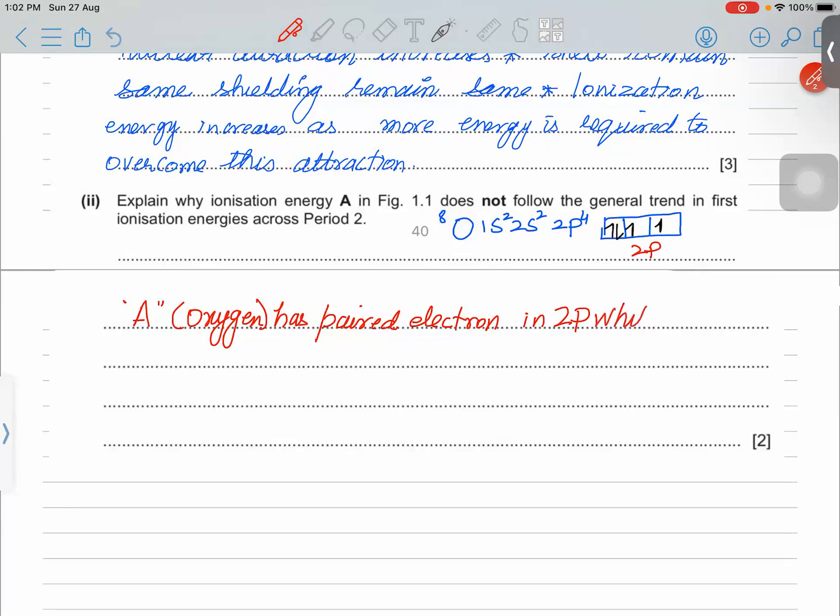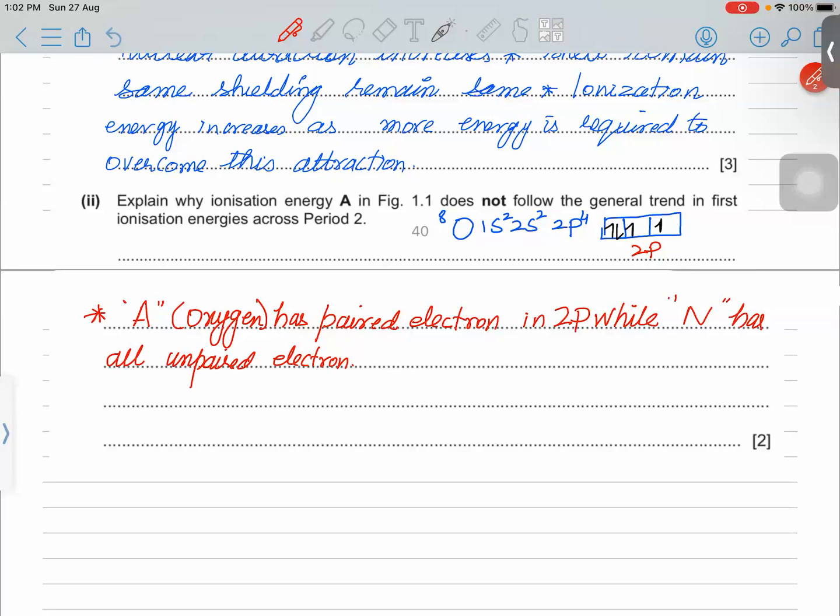While nitrogen has all unpaired electrons. This is for 1 mark.